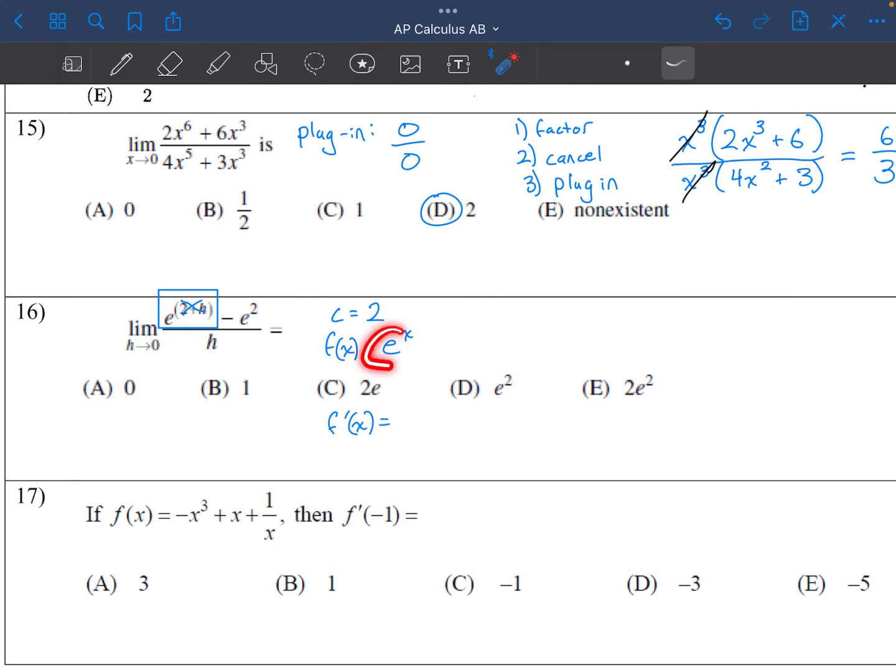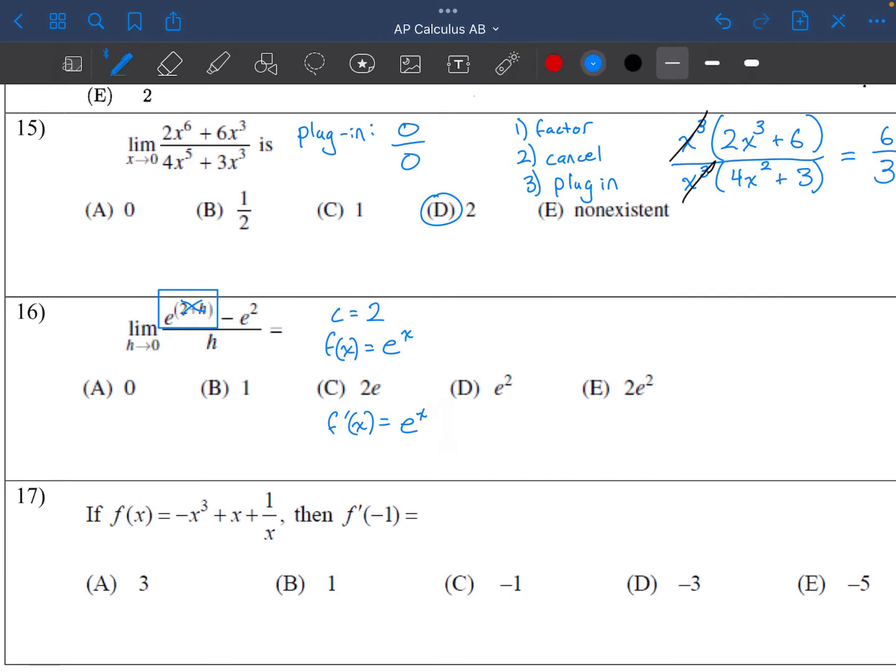And luckily this is an e-house. E-house is the easiest out of everything. It's just e-house again, and then you have to multiply by the inside derivative. Never forget that. E to the power of x, and the derivative of x is 1. So you could multiply by 1 here, but that's kind of silly. I'm just going to leave that as e to the x.